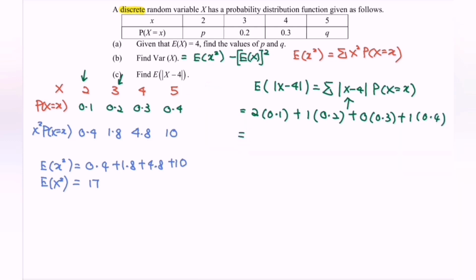So from here, if we sum up everything, the answer will be 0.8. So E bracket modulus x minus 4 is equals to 0.8.